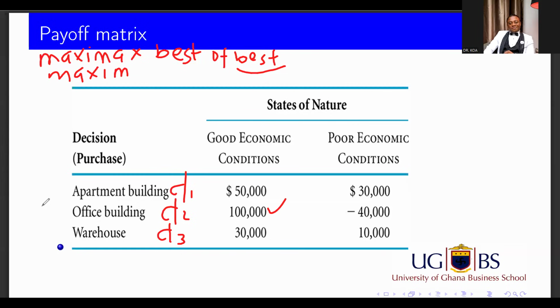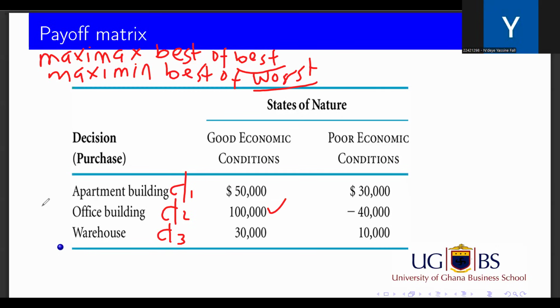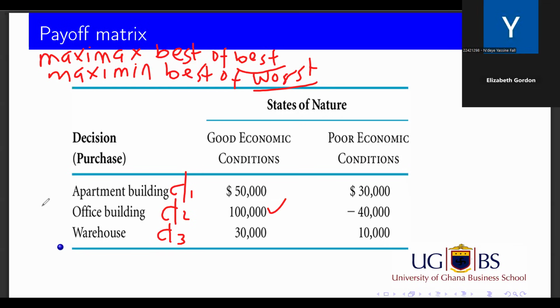The Maximin uses something known as the best of the worst. Such a person is a pessimist and goes for the best of the worst. Who is a pessimist here? Who is a pessimist from your perspective? Who is someone we call a pessimist?